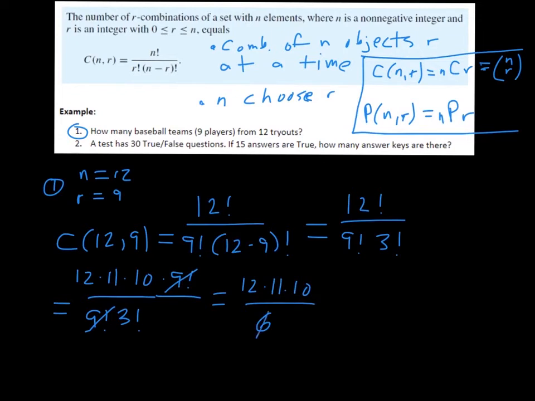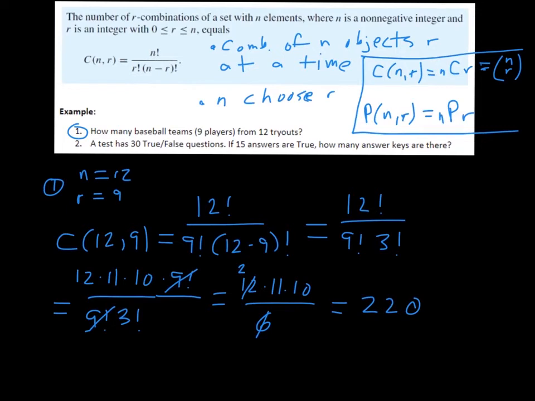So 6 will cancel with 12 and leave 2, and I just have 2 times 11 times 10, which will be 220, because 2 times 11 is 22, and times 10 will make it 220. So there are 220 different baseball teams you can make from the 12 people who are trying out.